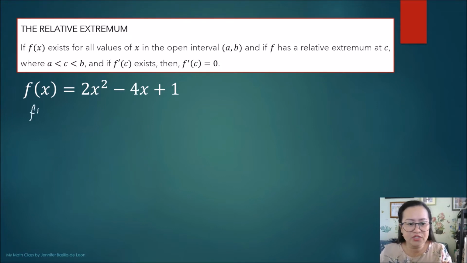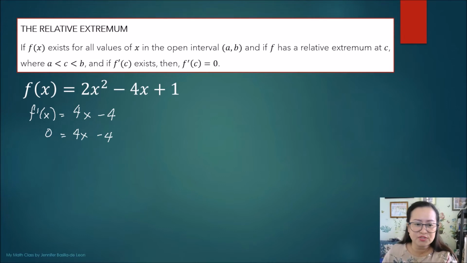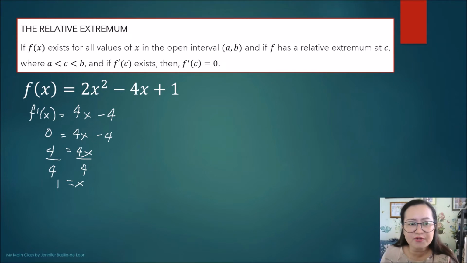Let's find the first derivative of the function. So we will have 4x minus 4. And then in order to find the critical value, we can equate f prime of x to 0 in order to solve for the critical value. We transpose negative 4 to the right to isolate x, and then we can divide both sides by 4. So x is equal to 1. Therefore, we can say that the critical value of the function is x equals 1.